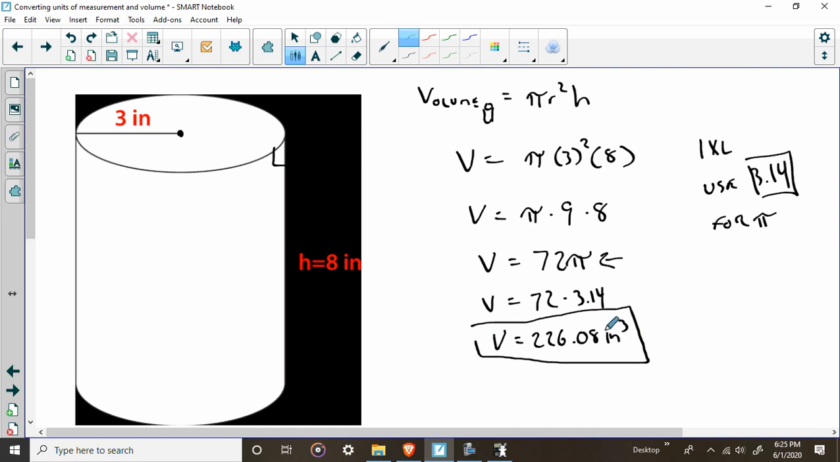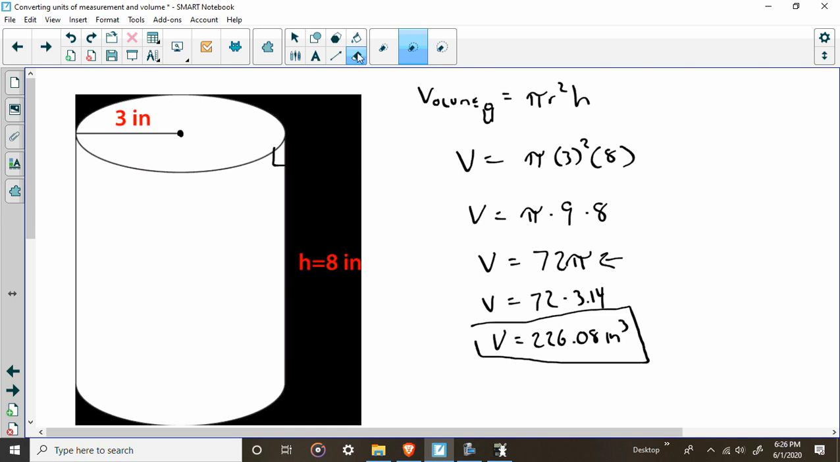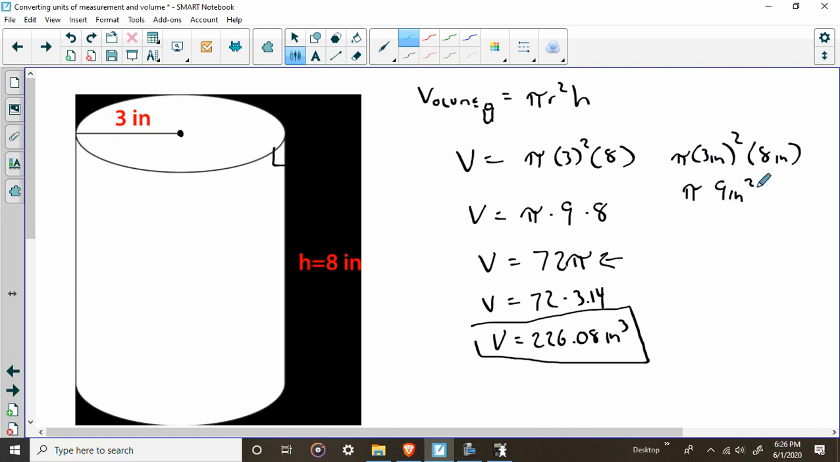If you're wondering how we got inches cubed, and I won't do this for all of them, but remember this was pi times 3 inches squared times 8 inches, right? So again, when I squared this, it's pi times 9 inches squared times 8 inches. And I have 2 inches here and a third one here, so this becomes 72 pi inches, 1, 2, and then a third one over here. Okay?